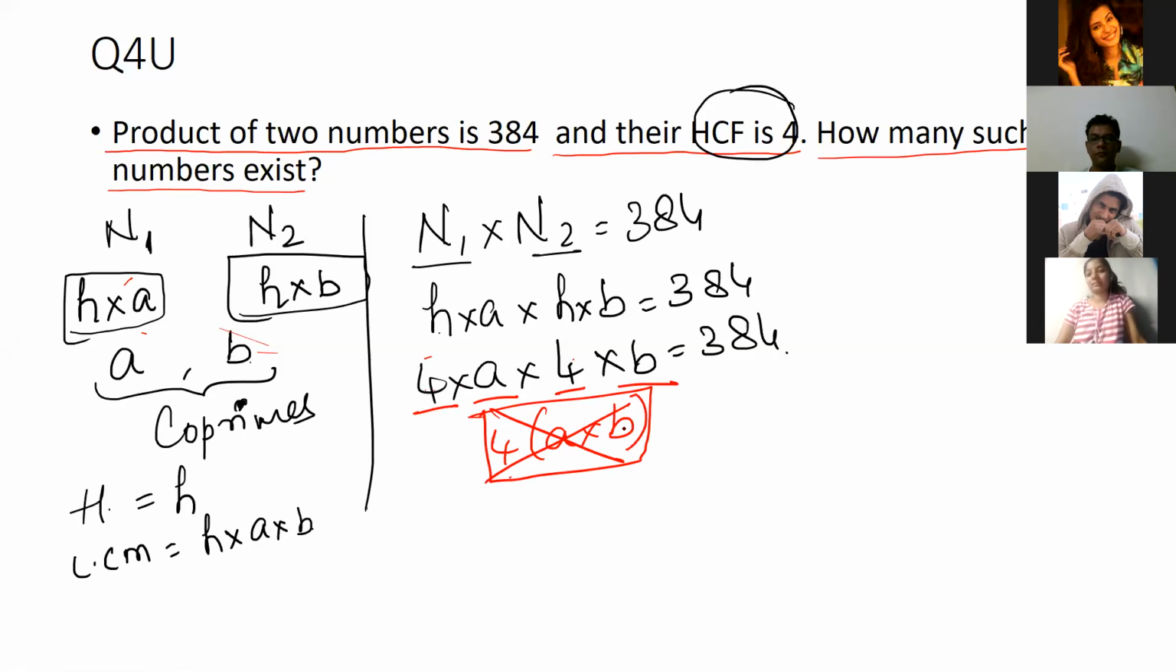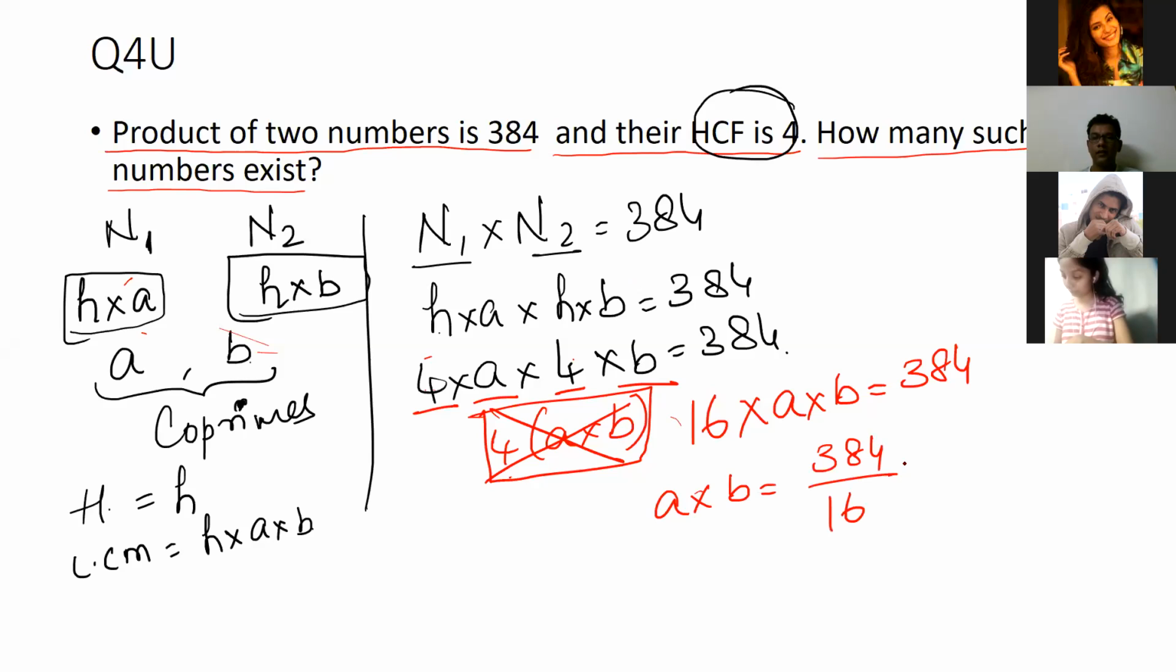So 4 gets multiplied with 4, and thus it becomes 16 times A into B, and that is equal to 384. So what is A into B? A into B is going to be 384 divided by 16. And what's 384 by 16? 24. Right, great. So 384 by 16 is nothing but 24.